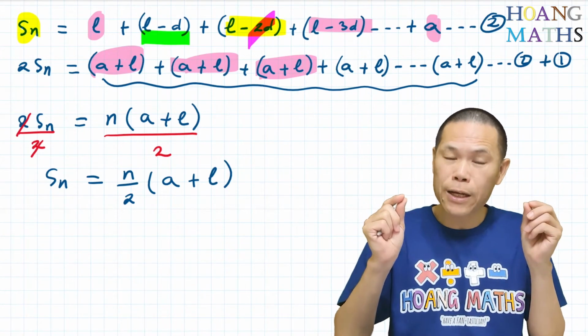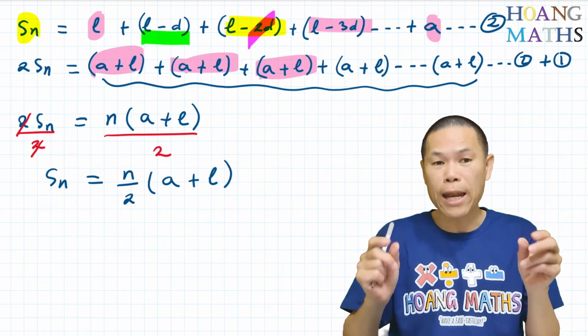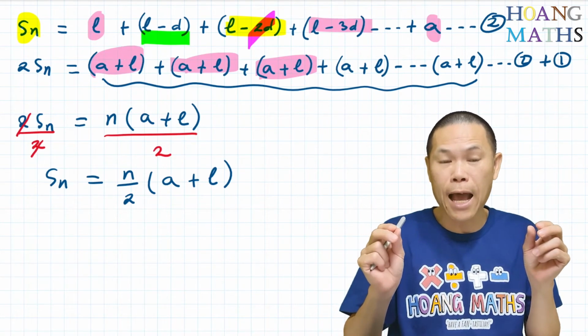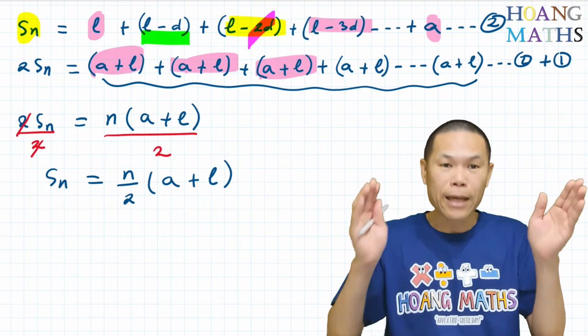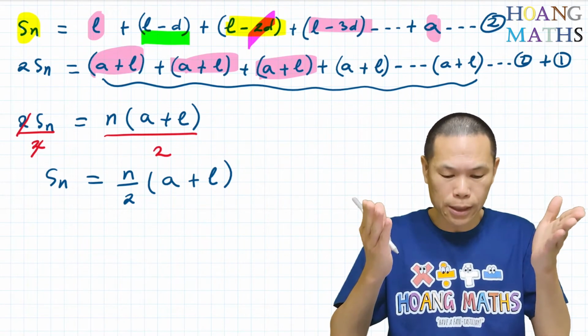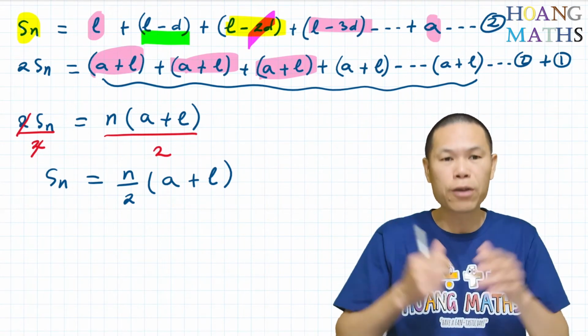So we have the last term and the first term. If you know the n number of terms, we add the first and the last term together, we times by n, and then we divide by 2. So this is the sum of the n terms of an arithmetic series.